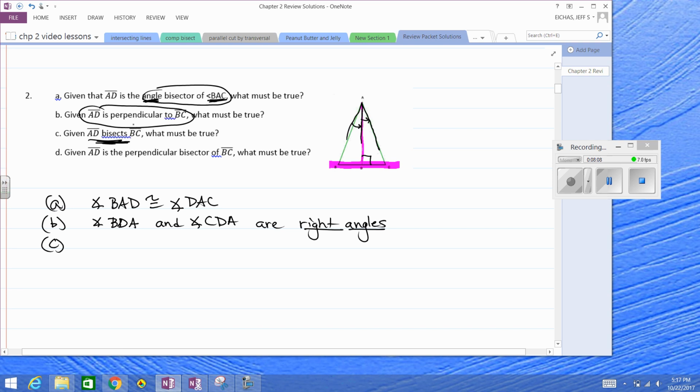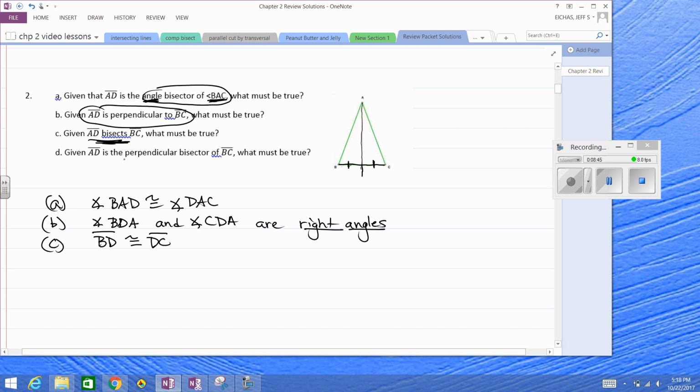Now we're on the bisect. Let me do that one now. If AD, this segment right here, bisects BC, then BC gets cut into two perfectly equal segments. So this is a segment bisector. The result is BD is congruent to DC. Now these are really critical steps because they're going to be future proof statements that we write. So we've got to get used to this.